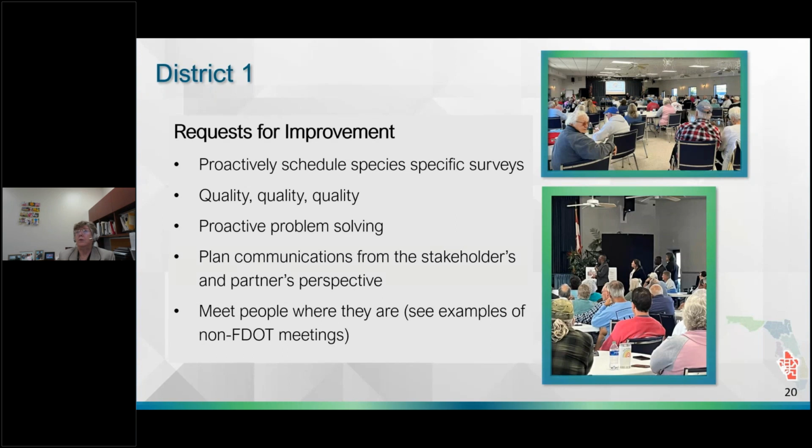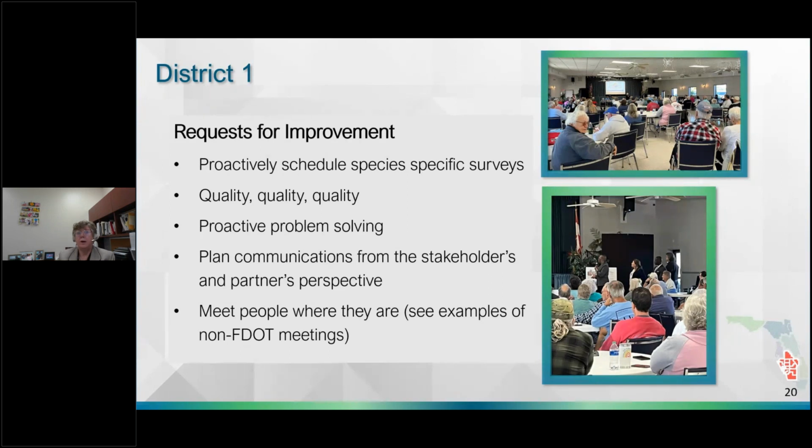In addition, our requests for improvement include proactively scheduling species-specific surveys and taking that into account at every progress meeting. Talk about that. Make sure you have all the subject matter experts attending your progress meetings. Quality goes without saying. We're looking for higher quality documents, proactive problem solving, planning your communications.